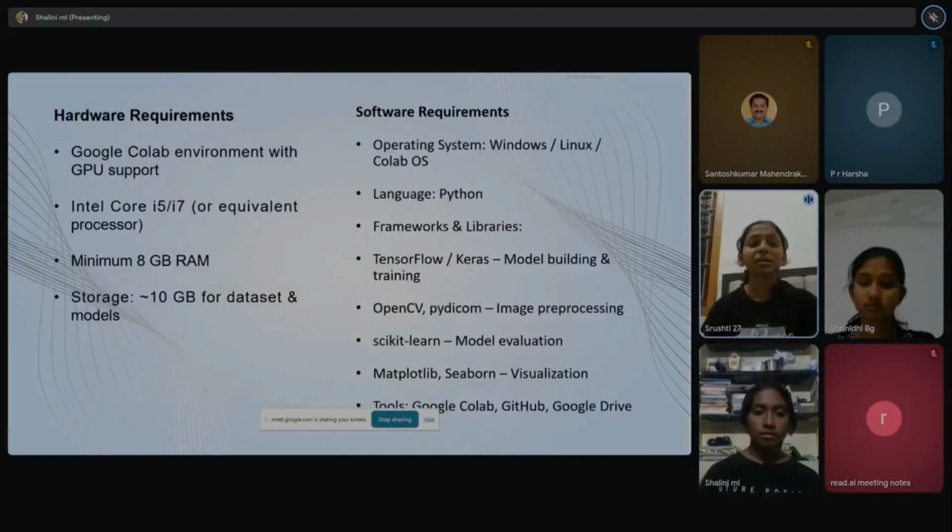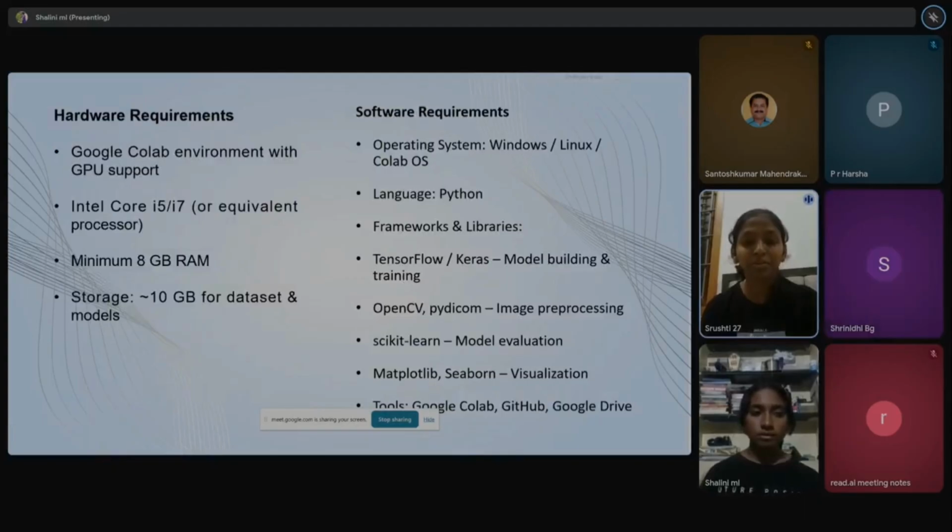And here we have the hardware and software requirements. In hardware requirements, we have the Google Colab environment with GPU support. Google Colab is a free cloud based platform from Google that allows us to run Python programs. The GPU is the graphical processing unit, and we use an Intel Core CPU, with a minimum of 8 GB RAM and 10 GB of storage for the dataset.